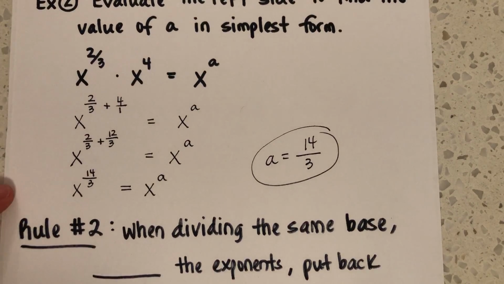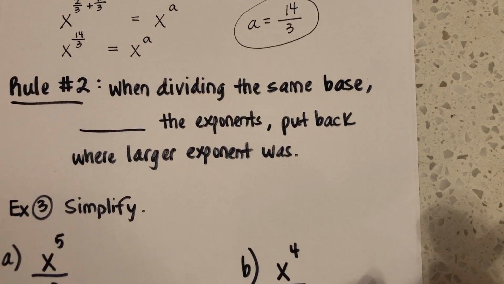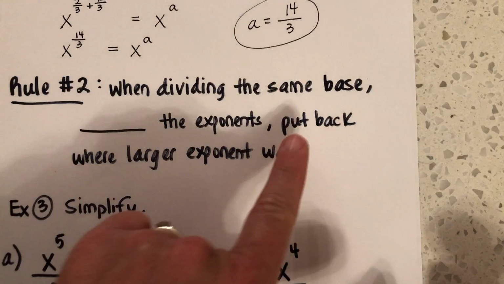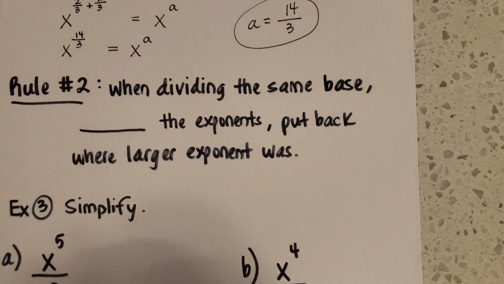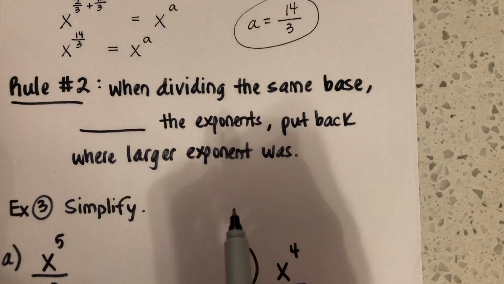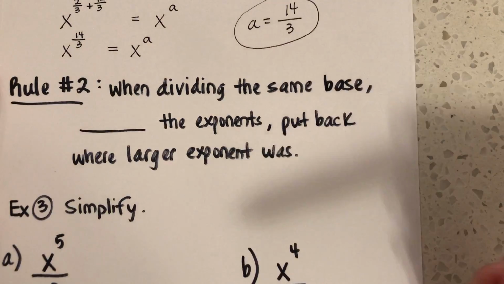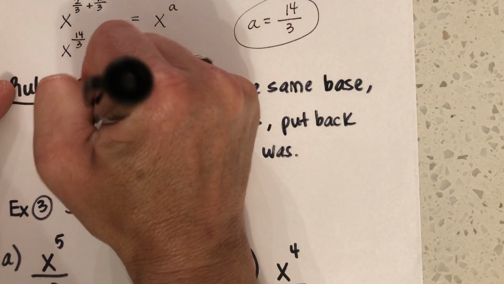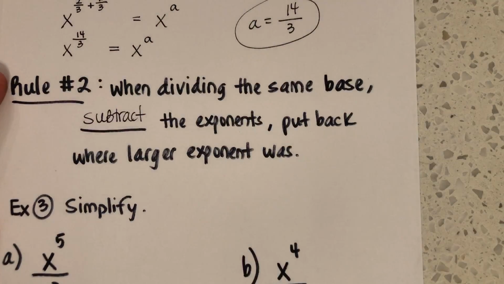All right, well, let's look at rule number 2 now. Rule number 2, when you're dividing the same base, our exponent rule said to subtract the exponents and put it back where the larger exponent was, because now it's going to have a top and a bottom, right, because it's division. So you always put it back on the top if the bigger exponent was on top, or you put it back on the bottom if the bigger exponent was on bottom. So we know to subtract the exponents, okay? All right, here we go.